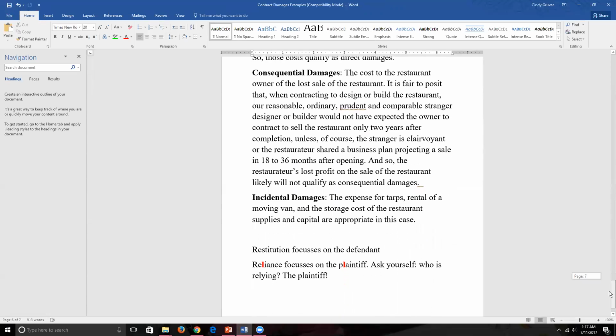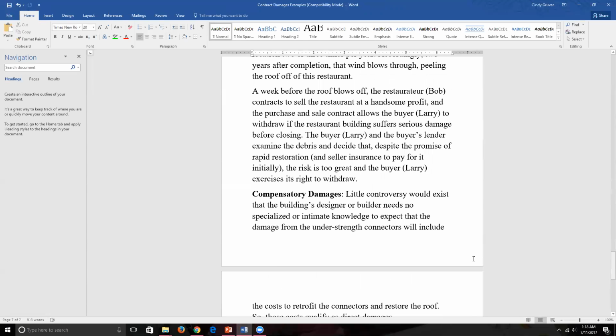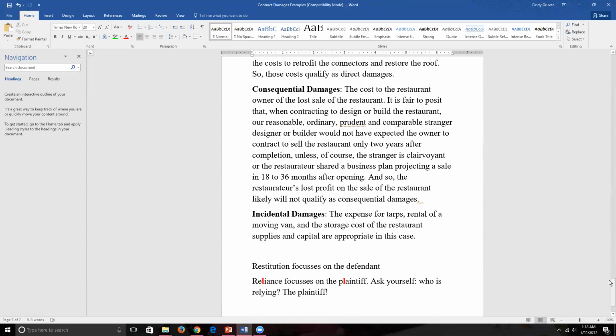Then let's consider incidental damages. Well, also, by the way, in addition to redoing the roof, we'd also have all the damage to the inside. The cash register was destroyed. Pots and pans flew out of the restaurant and were destroyed. The plates in the cupboard were destroyed. The chairs and things like that. The windows blew out. All those things would need to be replaced. Those would be compensatory damages. But let's go and talk about incidental damages.